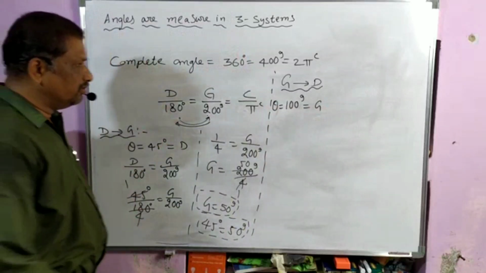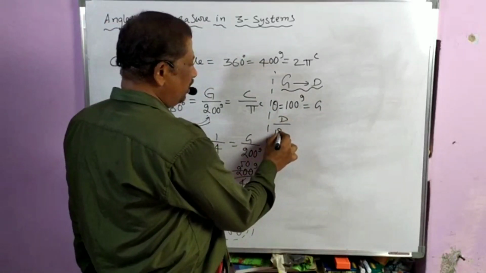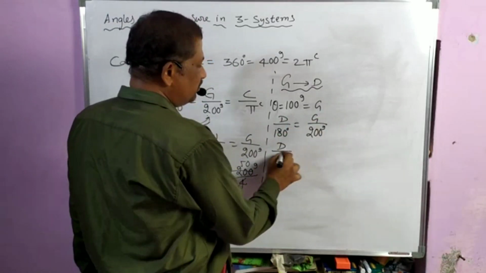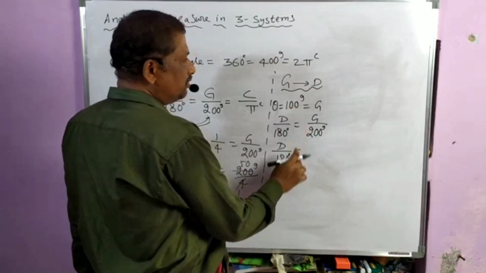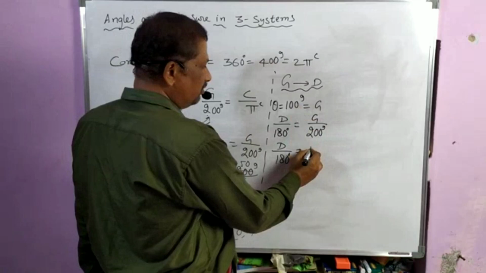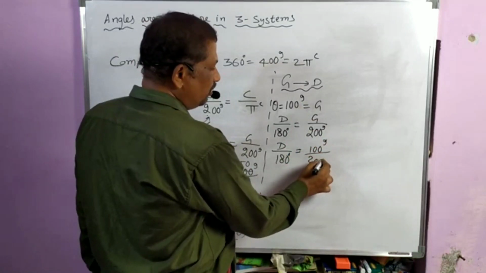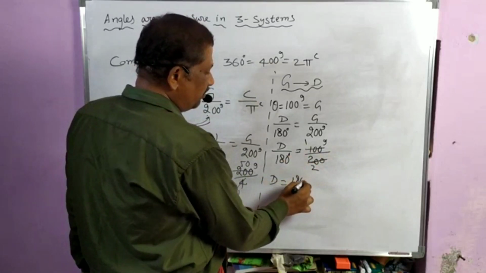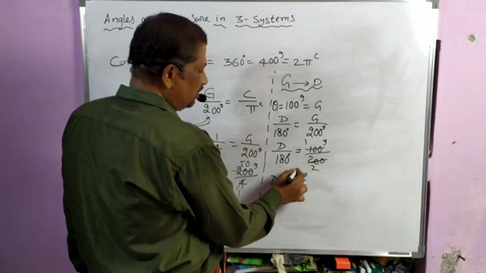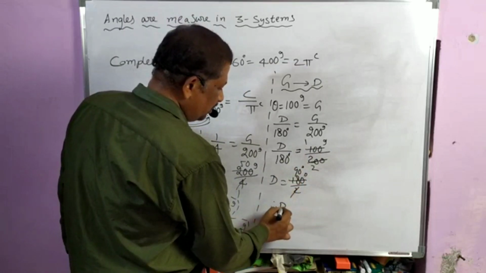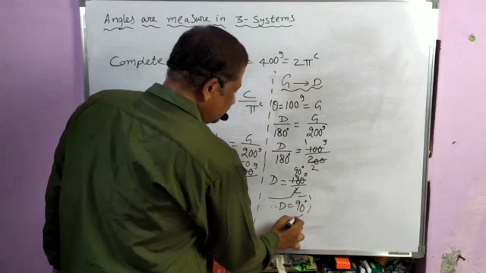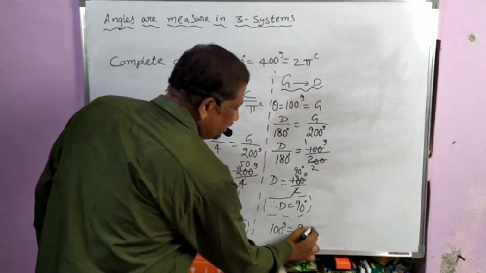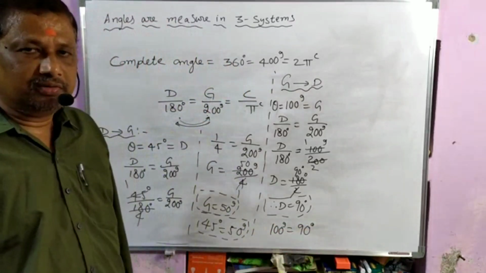Take this relation. Again, you take this relation: D by 180 degrees is equal to G by 200 grades. So in the place of G, what we have to substitute here? We have to substitute the G value, that is the given angle. So 100 grades by 200 grades. 1-ja, 2-ja. 180 you have to send that side. 180 by 2 degrees, 1-ja, 90. So therefore, D is equal to 90 degrees. So therefore, 100 grades is equal to 90 degrees. Is it clear how to convert this one?